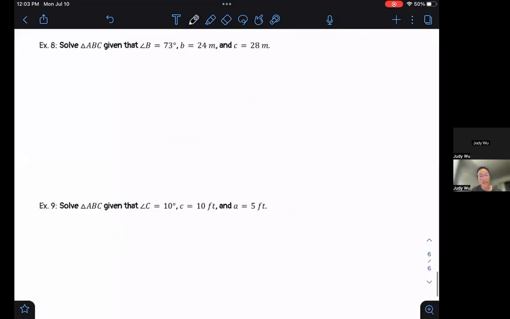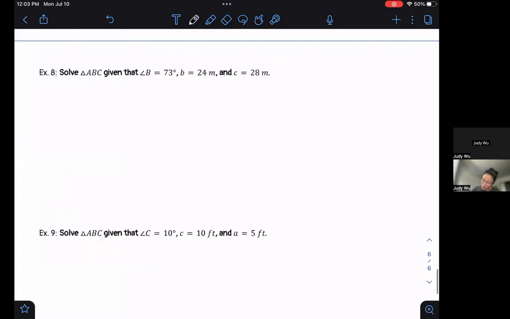Solve triangle ABC, given that angle B equals 73, little b equals 24, and little c equals 28, right? So let's draw a diagram, knowing that our diagram might not be correct. And that's sort of the hard part. We're drawing a full triangle. We don't actually know if we have a triangle or not.